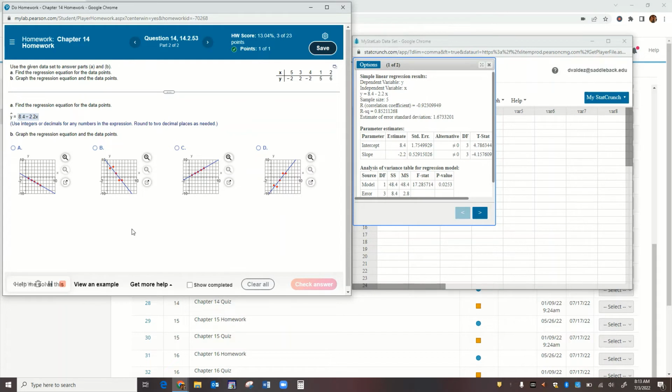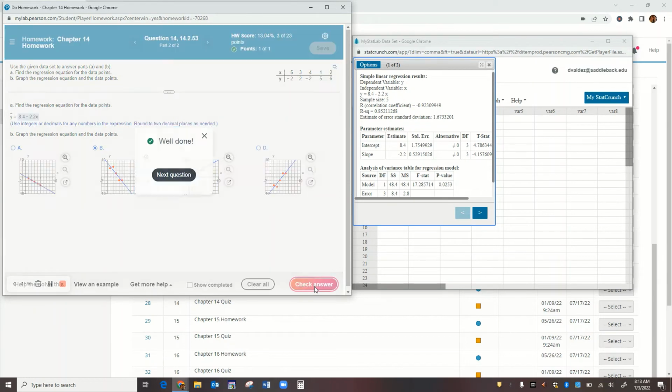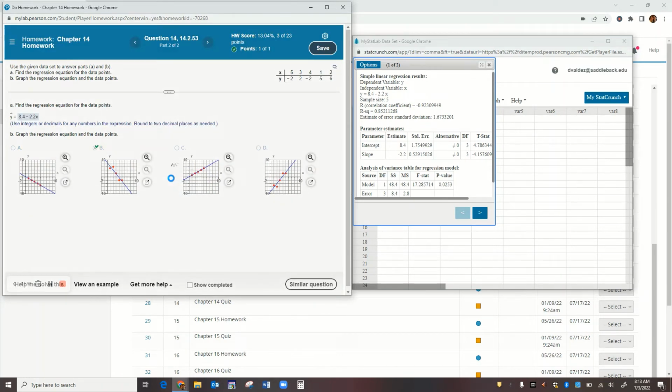Then they want us to graph the regression equation and the data points. So you just have to pick which graph is correct. One thing I'm going to point out, look at the slope. The slope is negative 2.2. So the line should be sloping downward. This one's upward, so no, it's either A or B. And then what we want to look at is which set of points matches better and the y-intercept. Here's the y-intercept. It's 8.4. This one looks like it's crossing the y-axis up there. This one's way too low. It's going through 0, 0. So I don't even need to waste my time thinking about it anymore. Okay, move on to the next question.